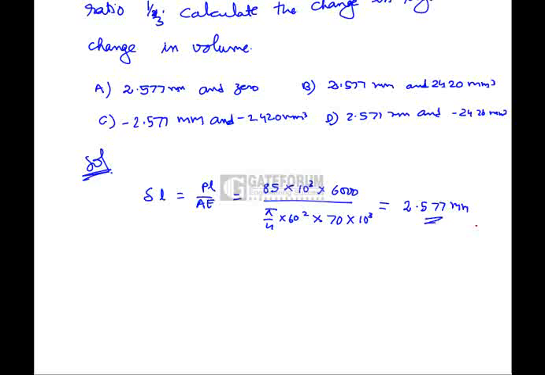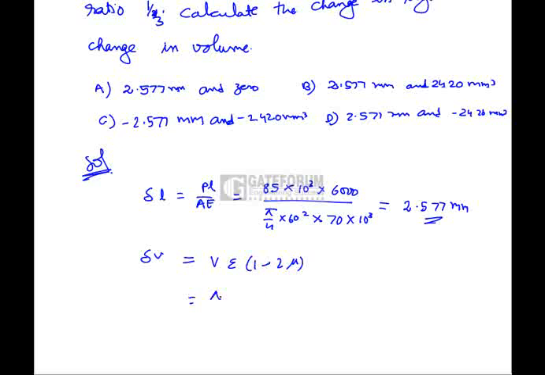It should be a positive value because here the circular bar is subjected to tensile force. So obviously the change in length is positive, and change in volume, for a circular bar, is equal to the volume of the bar into the longitudinal strain into 1 minus 2 mu, where mu is the Poisson's ratio.